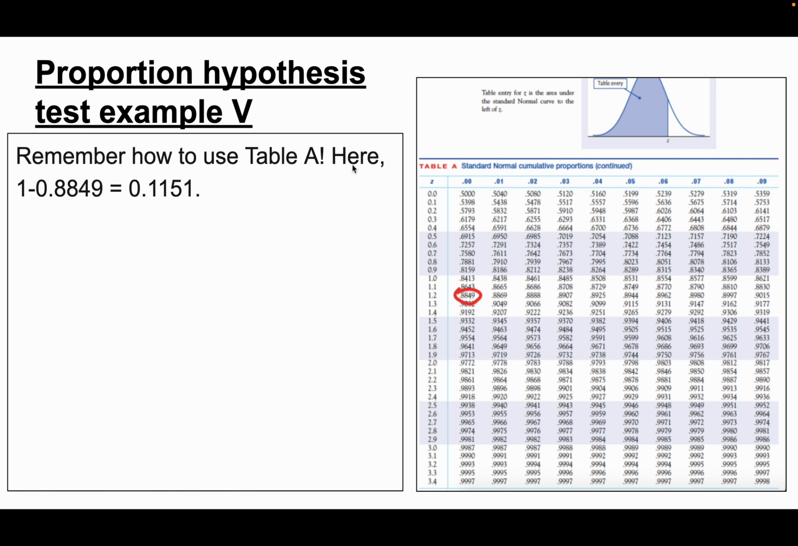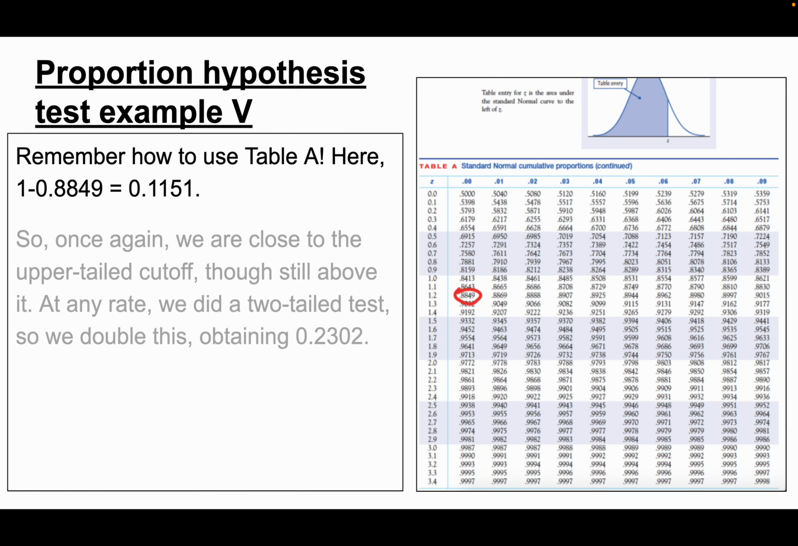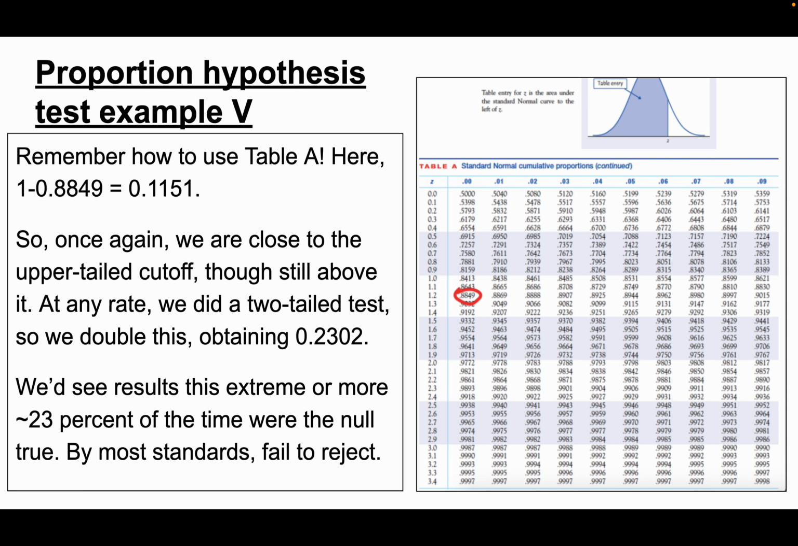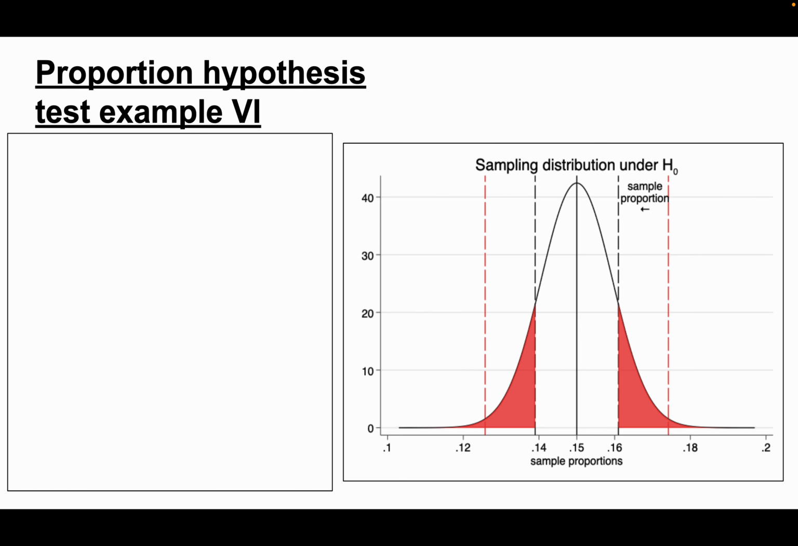Remember how table A works: these are standard normal cumulative proportions or probabilities, so we get a left-sided p-value of 0.8849. But we're going to find the p-value associated with the tail, so that's 1 less that value, and then we're going to double it for a two-tailed test, obtaining 0.2302. In other words, under the null hypothesis, we'd see results this extreme or more about 23% of the time. That's not weird enough to trigger rejection for most people, so we're going to fail to reject.